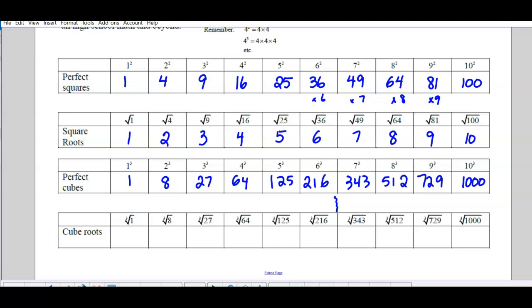And then cube root is just the opposite. So if these match up, then you're just going back to the base. So 1, 2, cube root of 27 gets you back to 3. Cube root of 64 gives you back to 4, and 5. So all of these are in order.